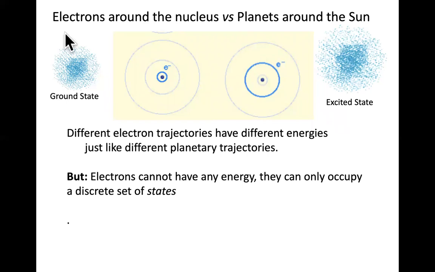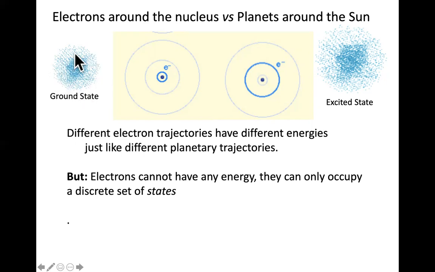Each configuration of the electrons around the atom has a different energy, just like planets going around at different distances have different energies due to their moving at different speeds. But unlike planetary orbits, there are only a discrete set of allowed configurations that the electron can have for any given length of time.